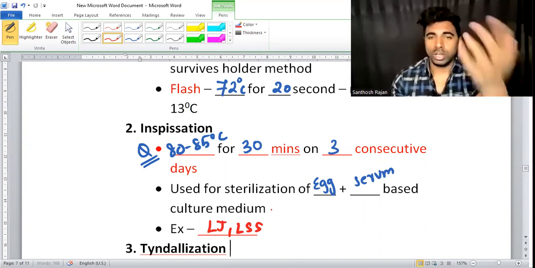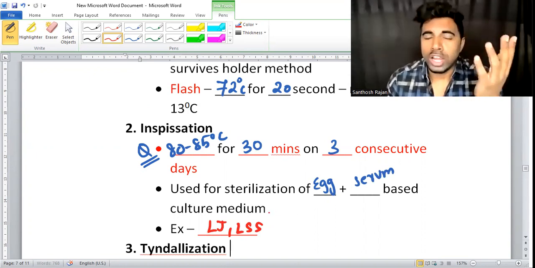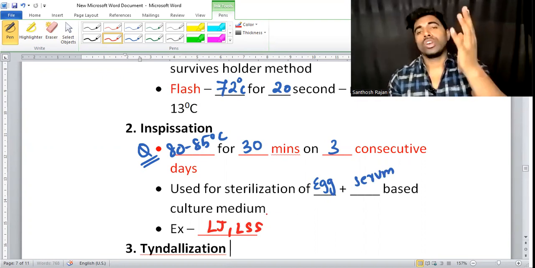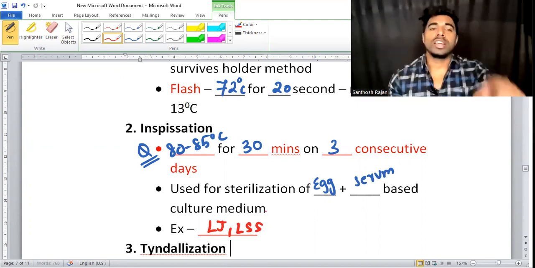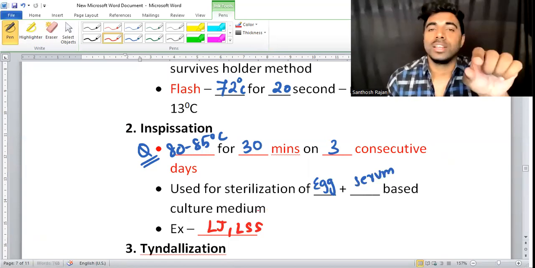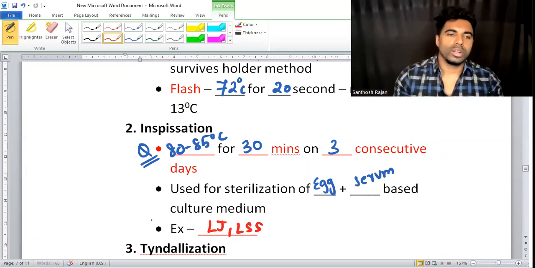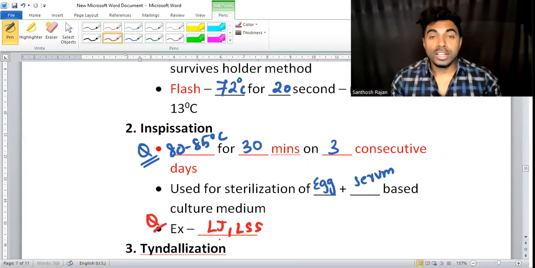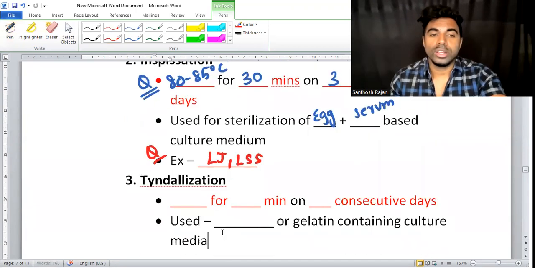Egg is what? Lowenstein-Jensen for TB, or LSS media, Loeffler's serum slope for corynebacterium diphtheria. This media is sterilized by inspissation. Okay. Don't forget, very, very important. Frequently asked: tyndallization. Tyndallization is 10 into 10, and 10 into 10 is 100.